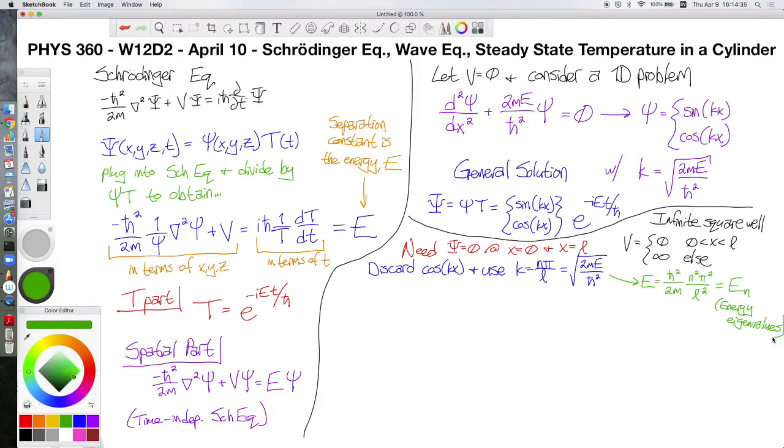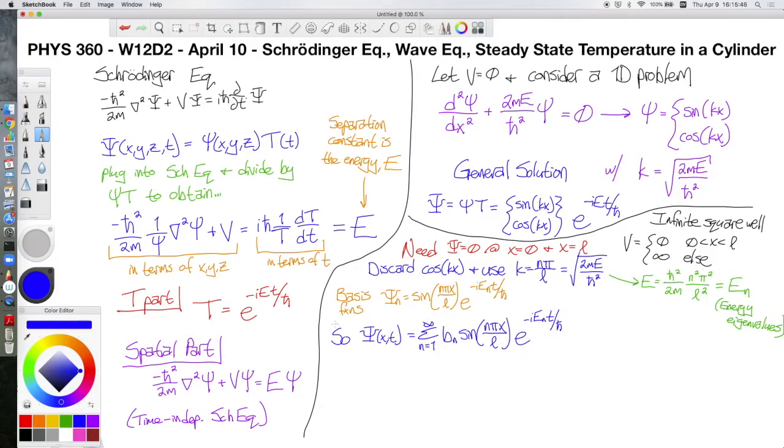So now we have our basis functions, given as sine of n pi x over L times e to the negative i E sub n t over h bar. So we can write our overall wave function, our final answer, as a linear combination of these basis functions. And at this point, we could do the rest of the problem similar to how we've been doing all chapter. All we would need to know is the form of the wave function for all x at time t equals 0, and then we could expand it in a Fourier series.